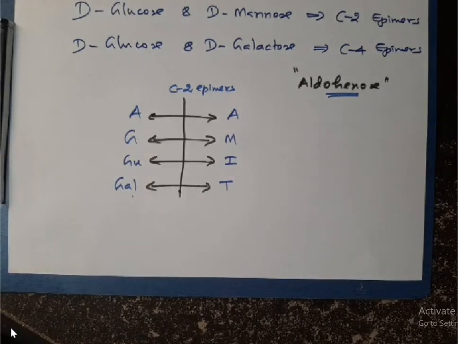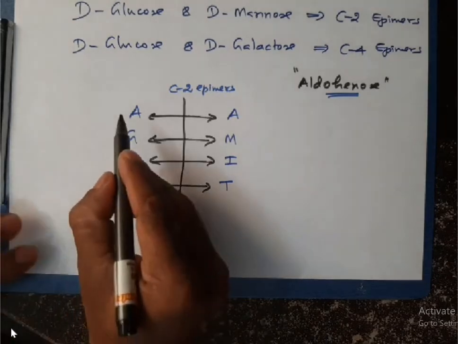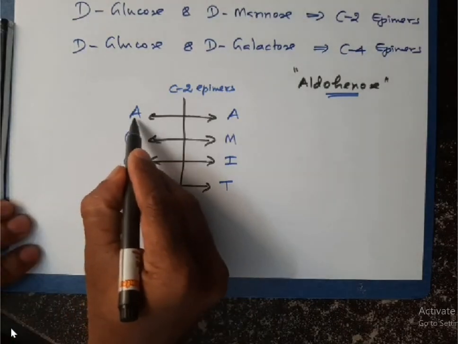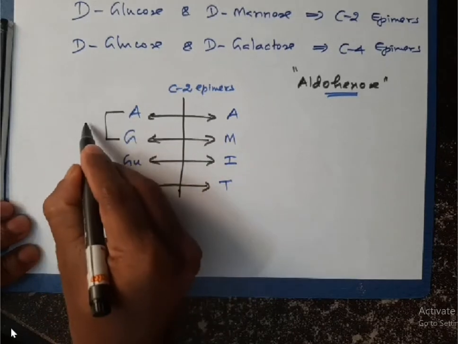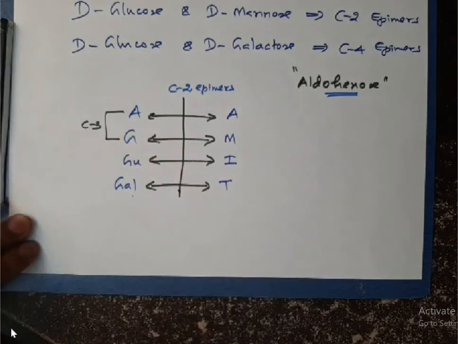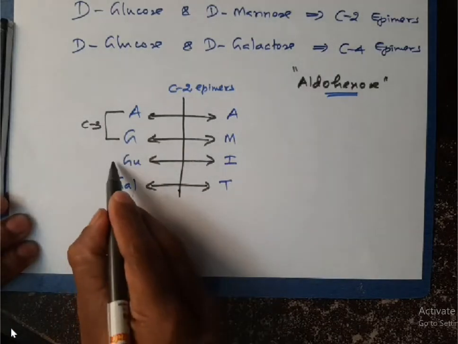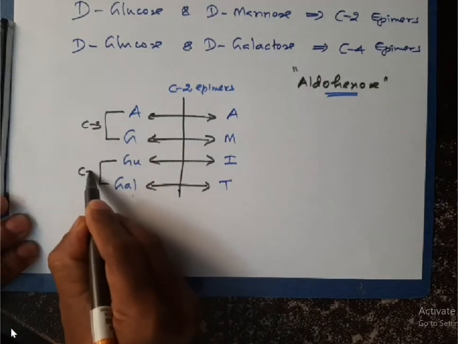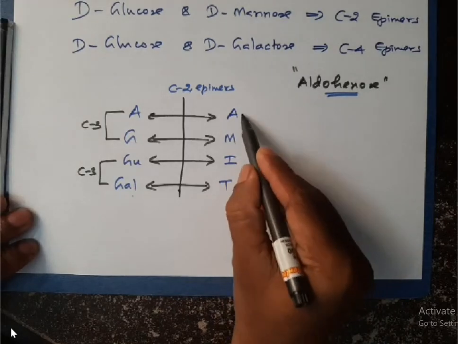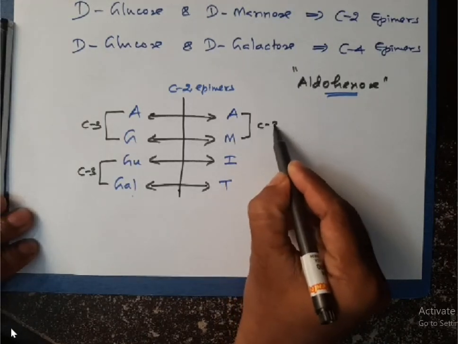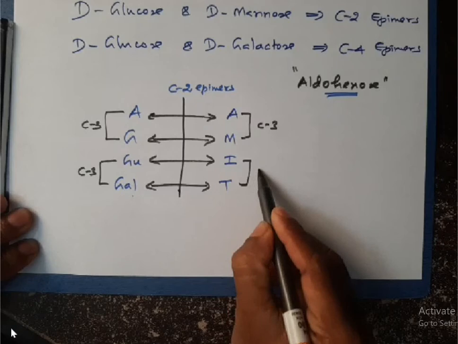Okay, then students, observe carefully. Now I'll take allose and glucose. Allose and glucose, they are C3 epimers. Gulose and galactose, they are again C3 epimers. Similarly here, altrose and mannose are C3 epimers. Idose and talose are C3 epimers.